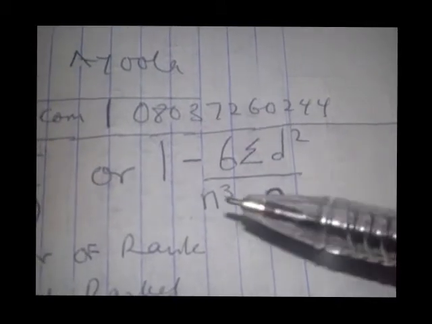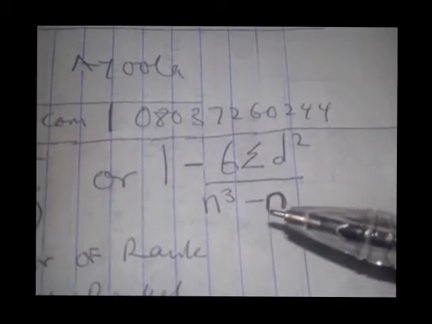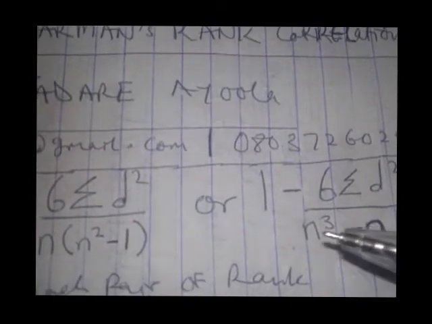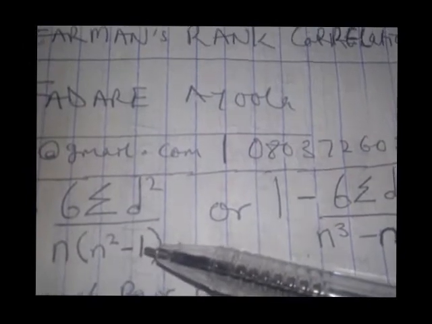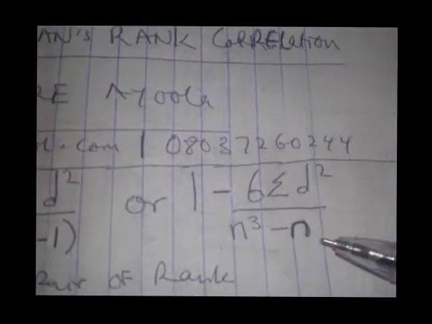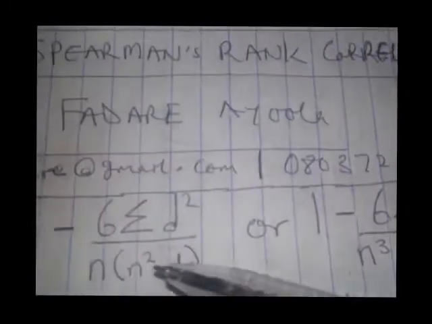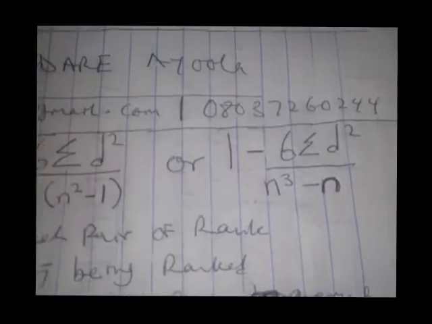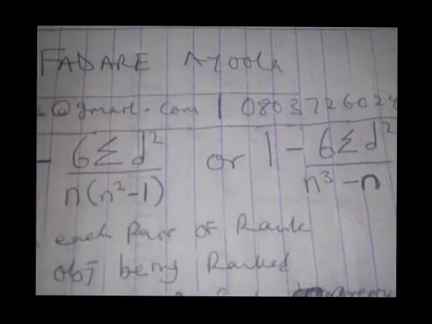You'll be wondering how I got n raised to power 3 minus n. It's just from this formula. When you multiply n outside the bracket with n squared, which is in the bracket, it gives us n raised to power 3. The same n, when you multiply it by minus 1, gives us minus n. So either of these two formulas will do the trick for you. They actually do the same thing. So don't get too scared, just get familiar with it.